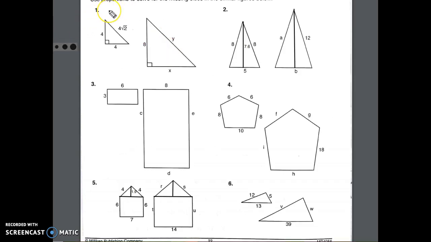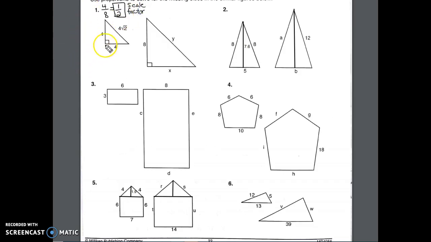So I'm going to compare 4 to 8, and I'm going to simplify that down because the scale factor should be the simplest form of a fraction, and that's going to be 1 over 2. That's going to be my scale factor, and that's going to be the basis for our dimensional changes.